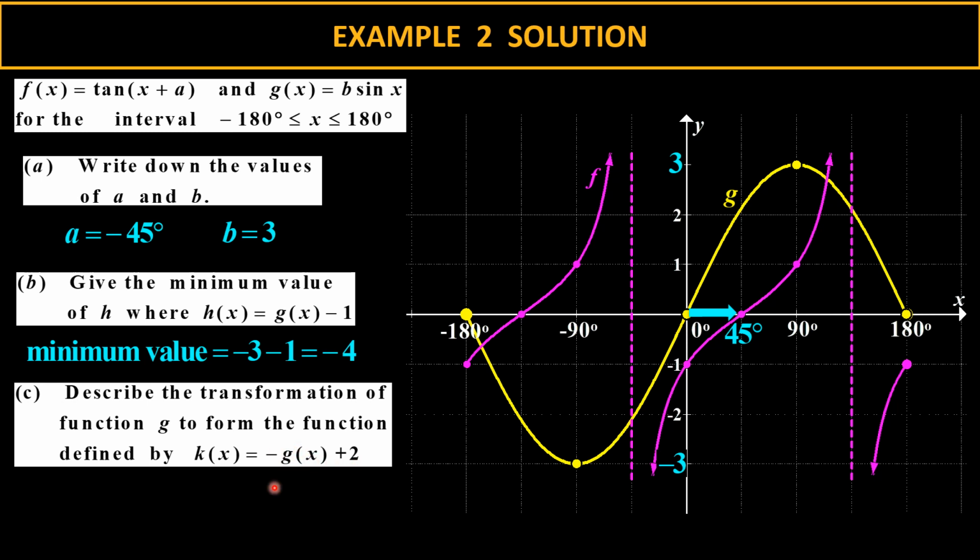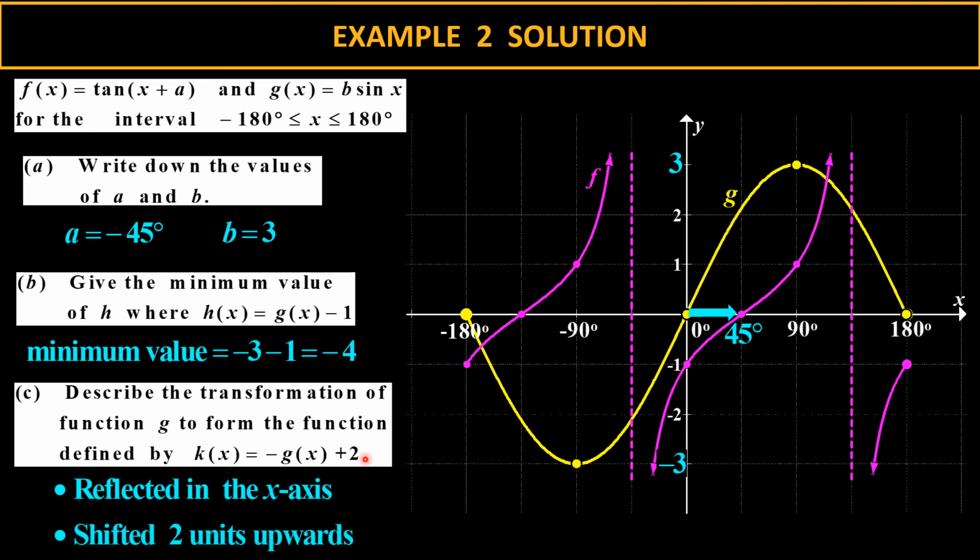So negative g(x), what does negative g(x) tell you? What's happened to the function? That's correct, it was reflected in the x-axis. And what does the plus 2 mean? That's a vertical shift, up or down. Plus indicates up, so it's shifted 2 units up. And there we've got the solution for A, B, and C.